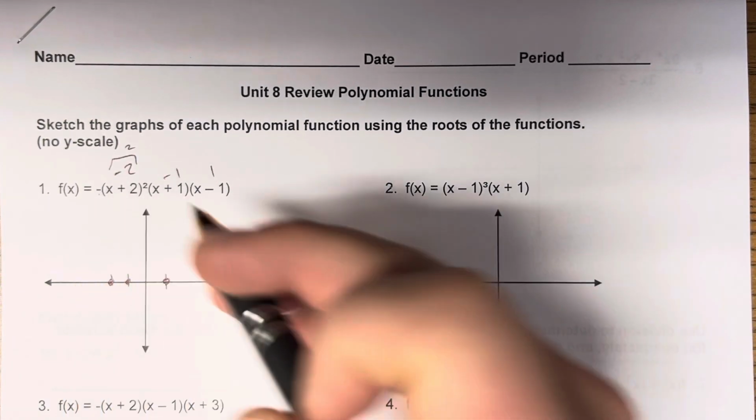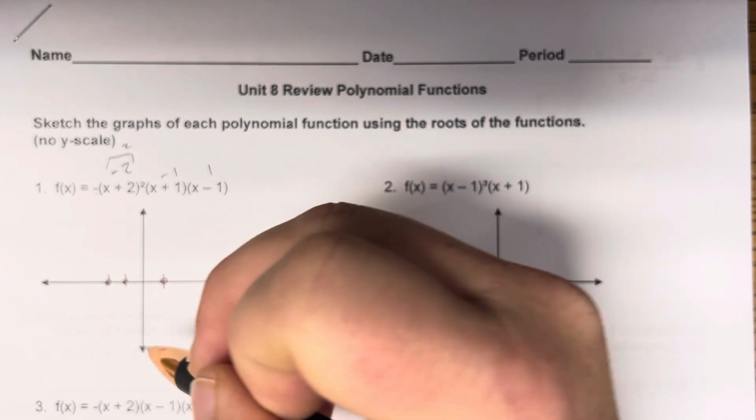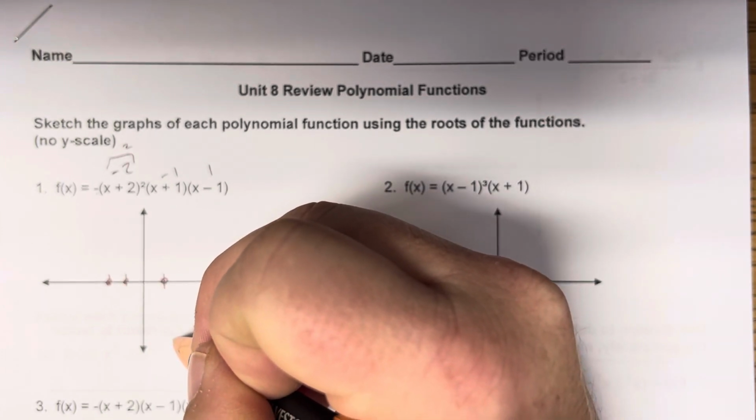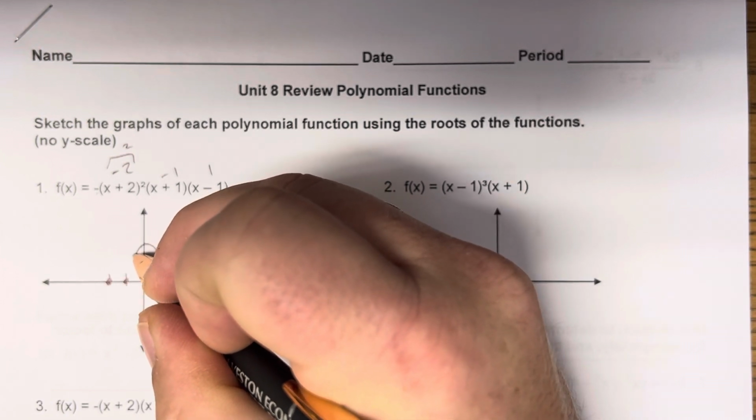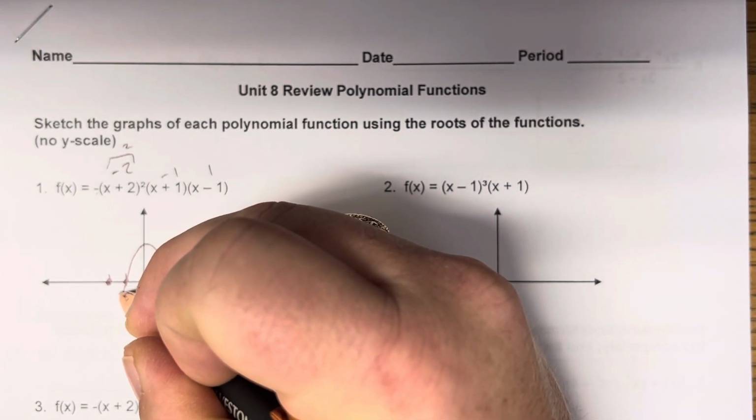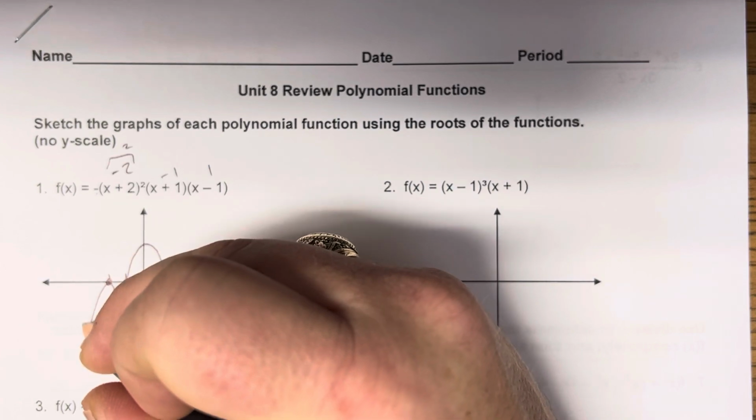We're ending down because of the negative in the front, so we're going to end down here below the x-axis. And we're going to go straight through the 1, straight through the -1. Then we're going to bounce to the -2.